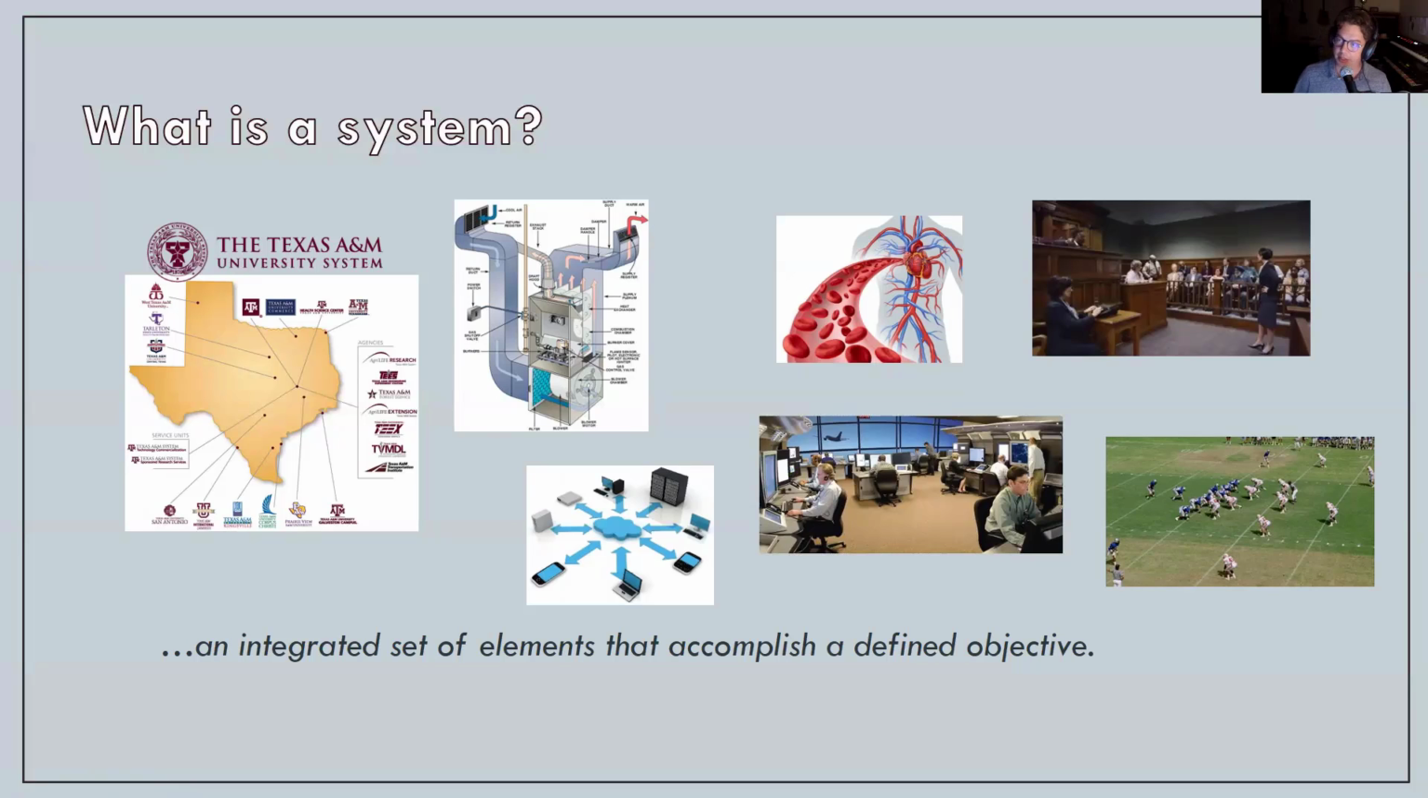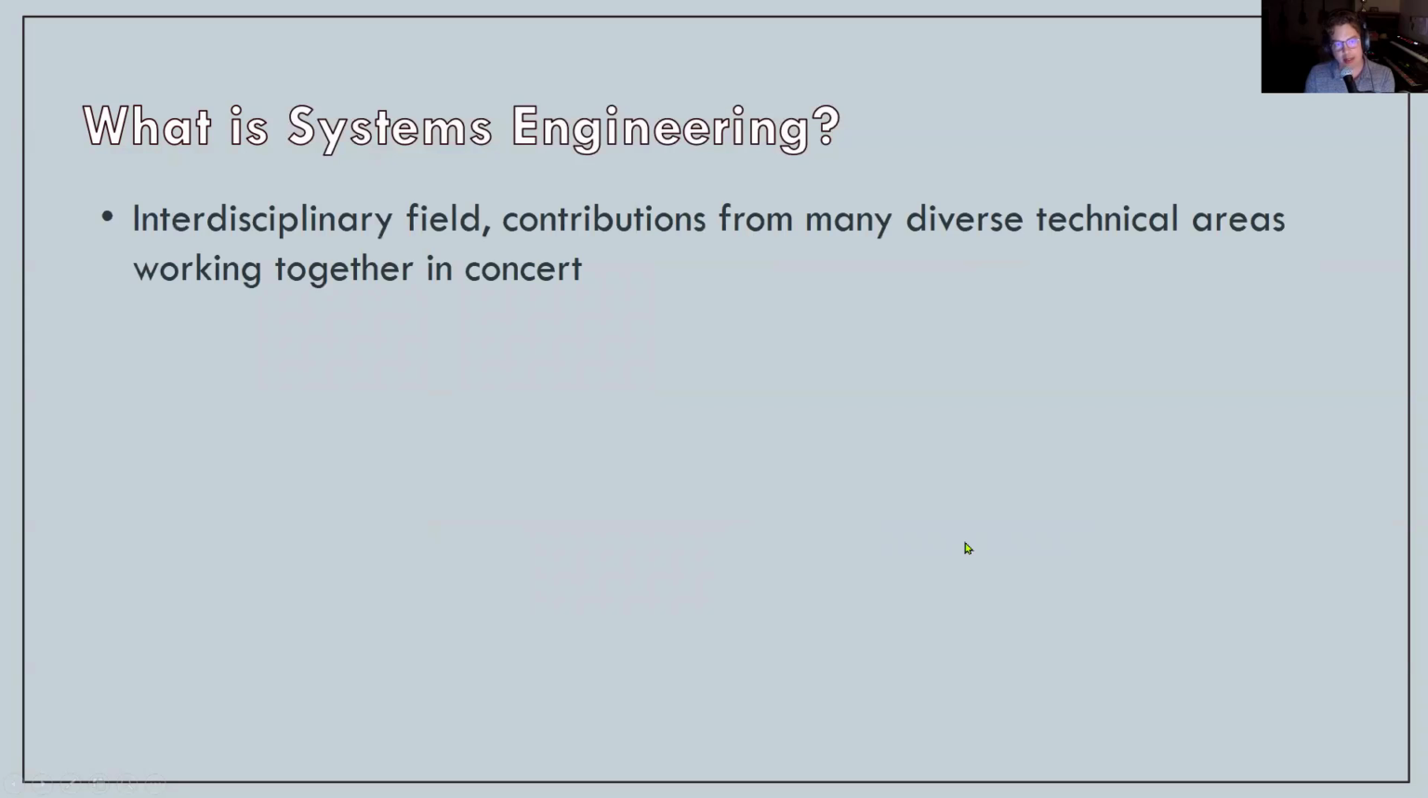All right, so an integrated set of elements working together accomplish a defined objective. This is from the international authority on systems engineering. I'm sure somebody on here knows it. So they've defined it. All right, what is systems engineering?